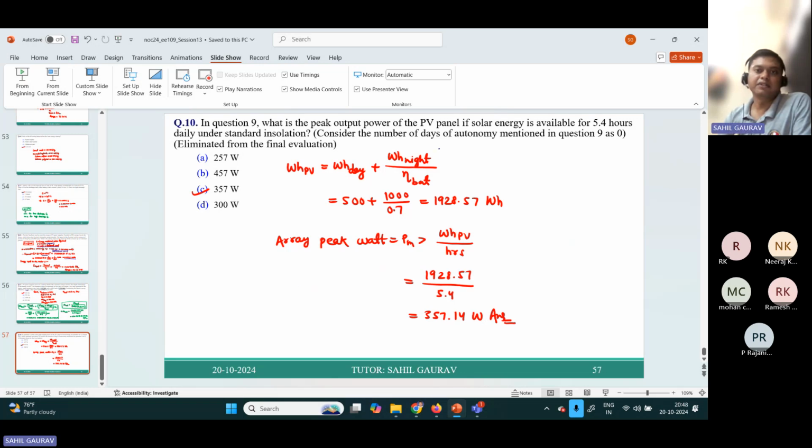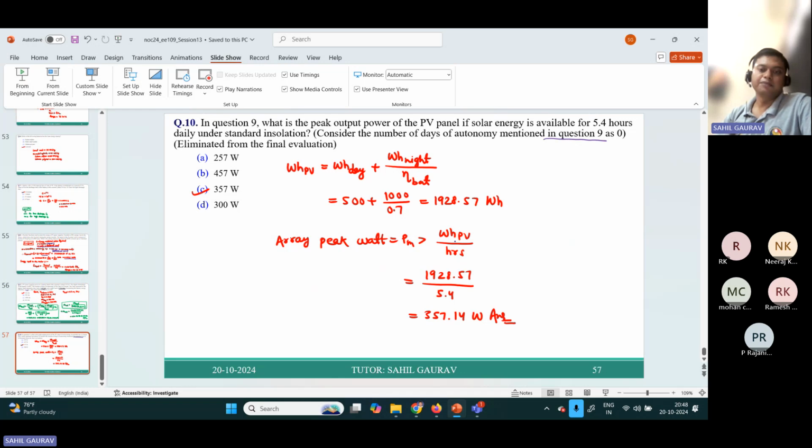Now in this problem they have considered days of autonomy as 0, and this question has been eliminated from the final evaluation, and this peak power output of PV panel they are asking. So let us find this. This is from designing of PV. So what should be the energy requirement from PV, that is during day hour plus during night hour. This amount of energy should go into the battery. So WH night upon efficiency of battery. So 500 plus 1000 upon 0.7. So it is 1928.57 watt hour.